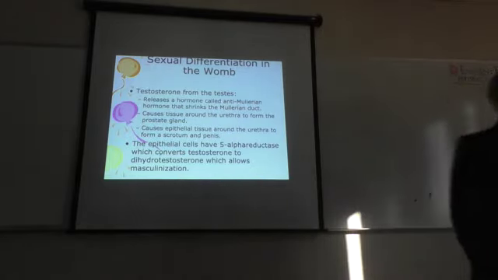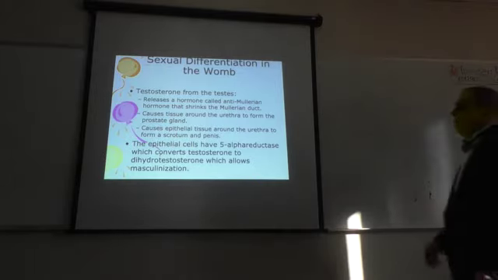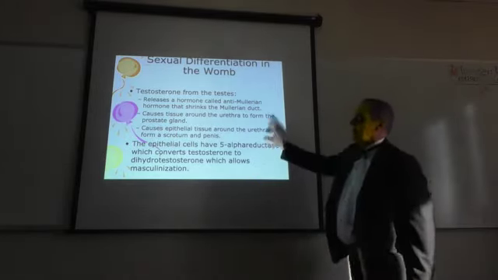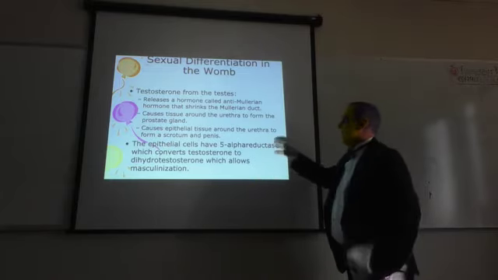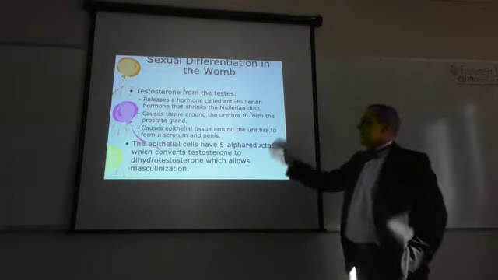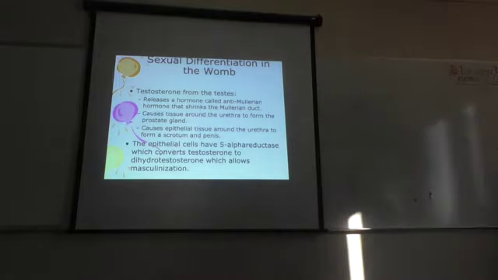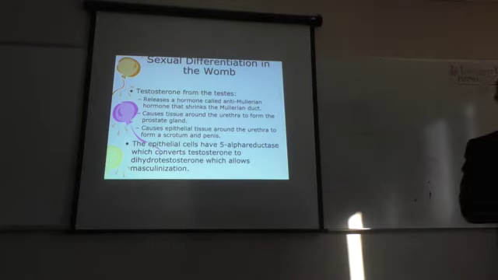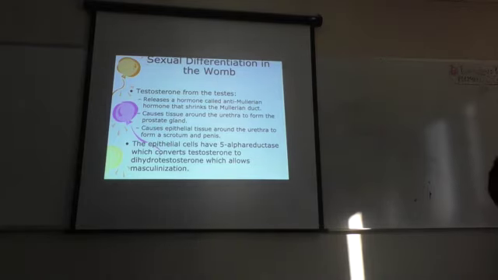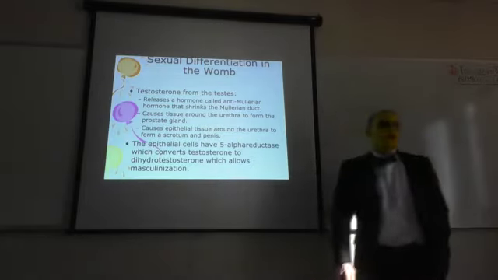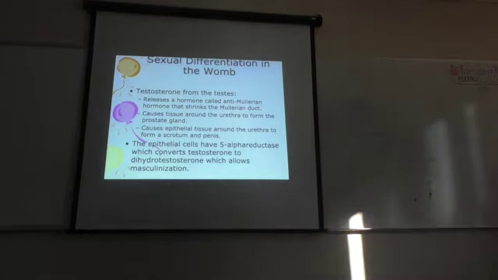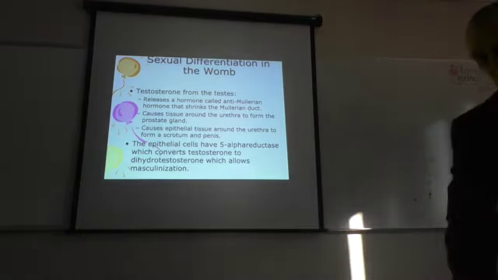This is really important. This is extremely important. So the epithelial cells in the reproductive area produce 5-alpha reductase, and this converts the testosterone to dihydrotestosterone, which allows masculinization. Okay, now there's a reason why this is important. There is a group in the Dominican Republic that have a genetic flaw that doesn't allow 5-alpha reductase to be produced, in which case the little boy doesn't become a male.